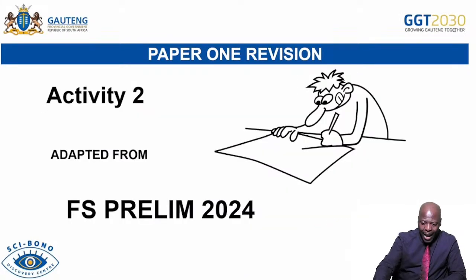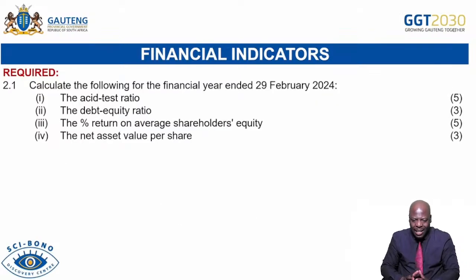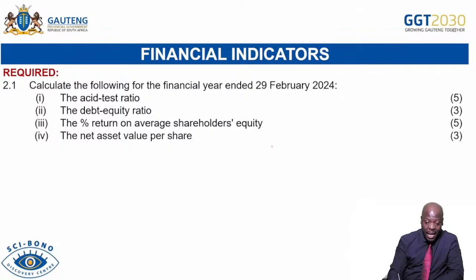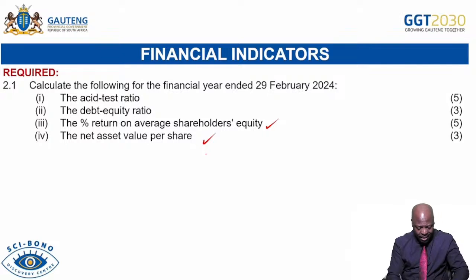Okay, so activity 2 now. Are we ready? Let's go. We are going to calculate the following financial indicators: the acid test, the debt equity, the percentage return on average shareholders' equity, as well as the net asset value per share. If you guys are ready, let's go.